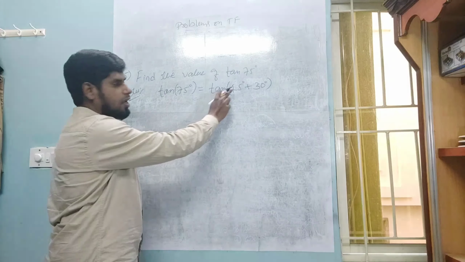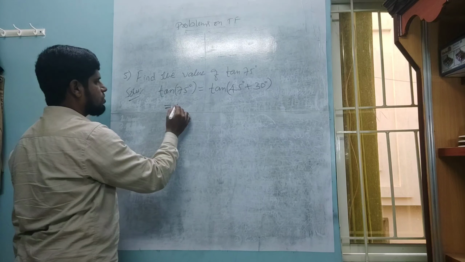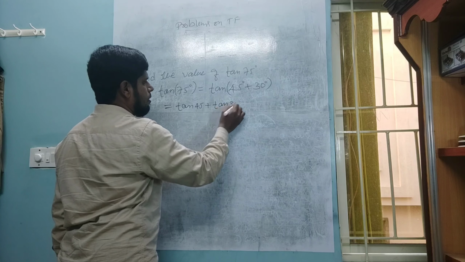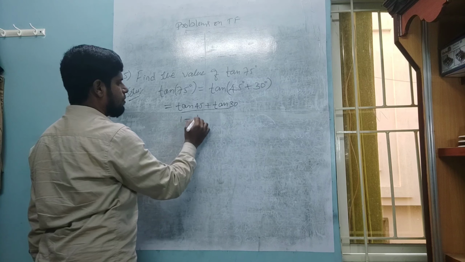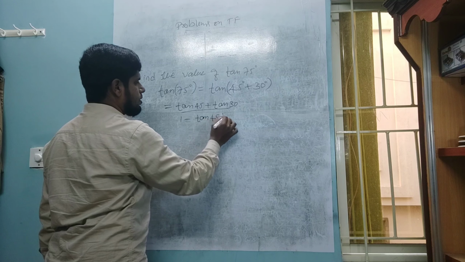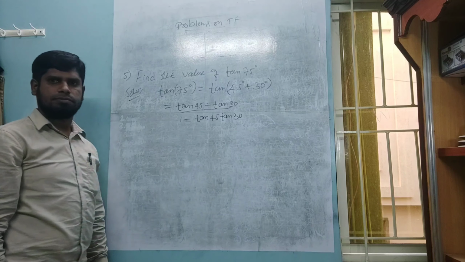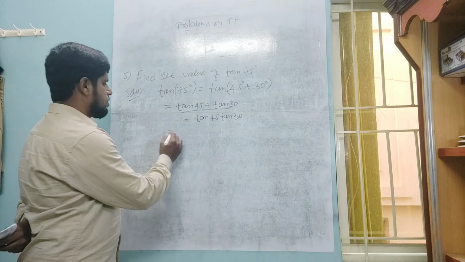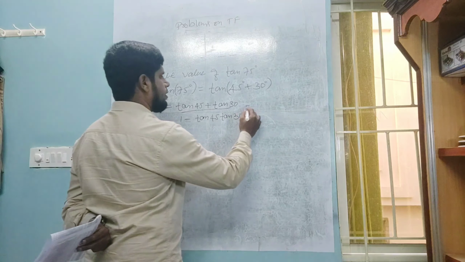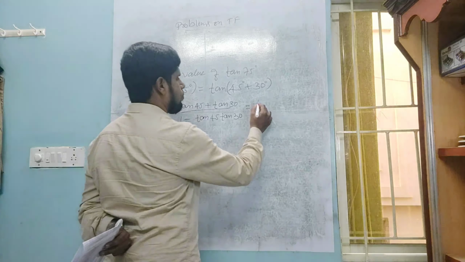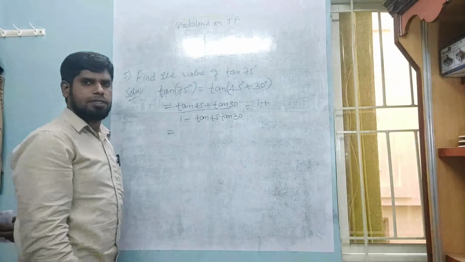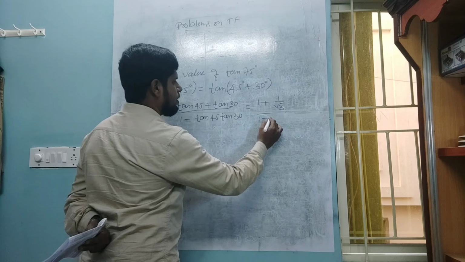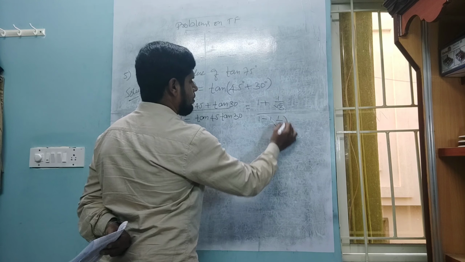Now this is in the form of tan x plus y. So tan x plus y is tan x plus tan y divided by 1 minus tan x into tan y. Here x is 45 and y is 30. So this can be written as tan 45 degrees 1, plus tan 30 degrees 1 divided by root 3, whole divided by 1 minus 1 into 1 by root 3.